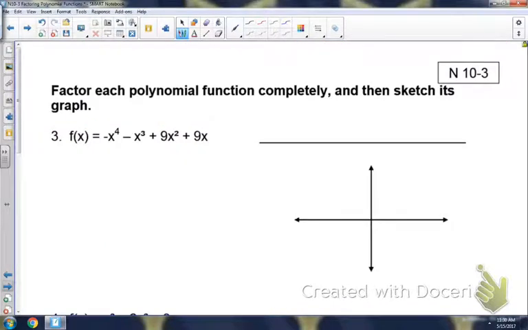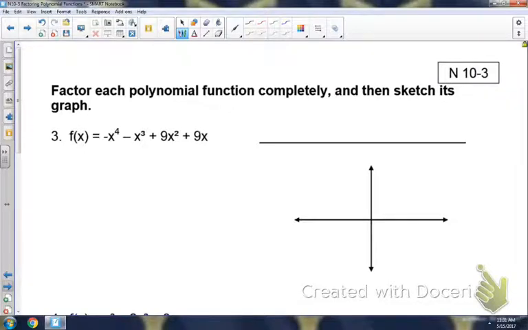Okay, looking at the back, we are actually doing less work than what we were doing on the front. The back, we don't have to divide because we're not given one of the factors. We're going straight to factoring, then we're sketching it. Okay, so first thing we always check for when we're factoring is GCF. Notice all of these have an x in common.